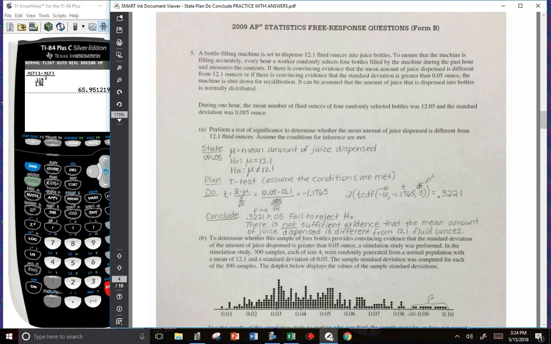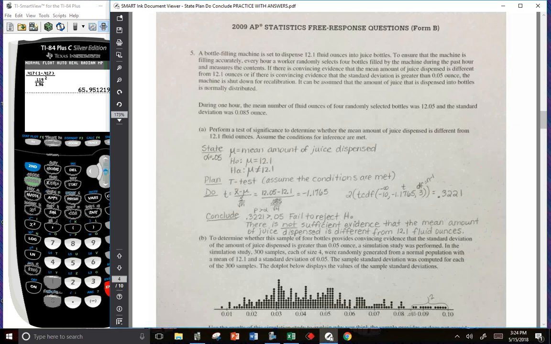So state is 4 parts. Define your alpha, which I keep forgetting to do, so alpha is 0.05. Define your variable, H0, Ha. So alpha is 0.05, mu is the true mean amount of juice dispensed. H0 is that mu should be 12.1. Alternatively, mu is not equal to 12.1, because they're testing to see if it's different from. It doesn't say greater than, it doesn't say less than, it's just different. Are y'all okay with that so far?